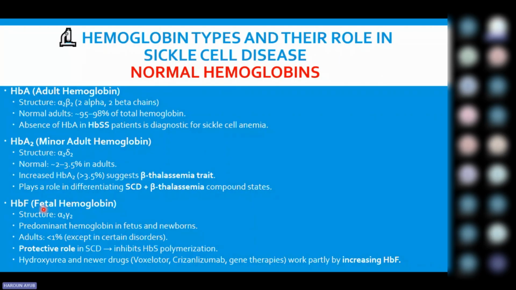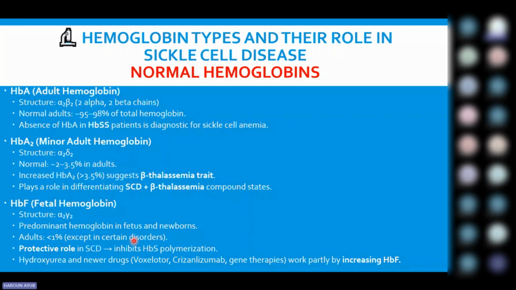And we have HbF, where we have said 2 alpha and 2 gamma. It's the predominant hemoglobin in fetus and newborns. Adults will have less than 1%, except in certain disorders. It has a protective role in SCD, as it inhibits HbS polymerization. Hydroxyurea and newer drugs like voxelotor, crizanlizumab, and gene therapies work partly by increasing HbF.